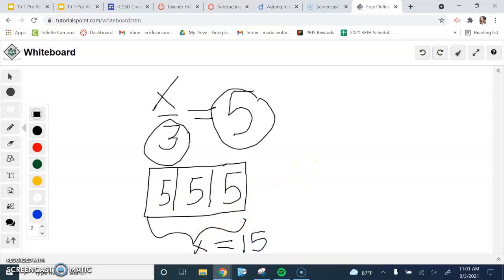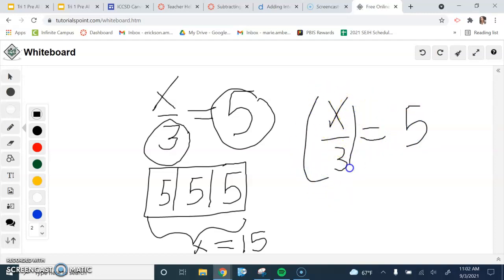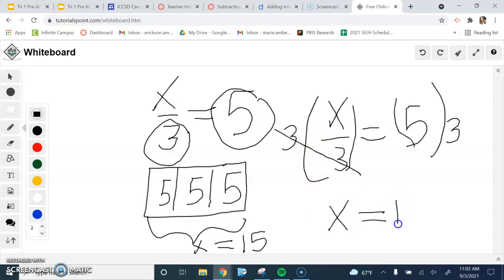If we are doing backwards PEMDAS, we would start here and think to ourselves, do we have any addition or subtraction to solve? Nope. So now we can move on to multiplication and division. We have division going on, so the opposite of division is multiplication. So we multiply on both sides. And once again, these would cancel out to become 1, so we're left with a single 1x. 5 times 3 would be 15.